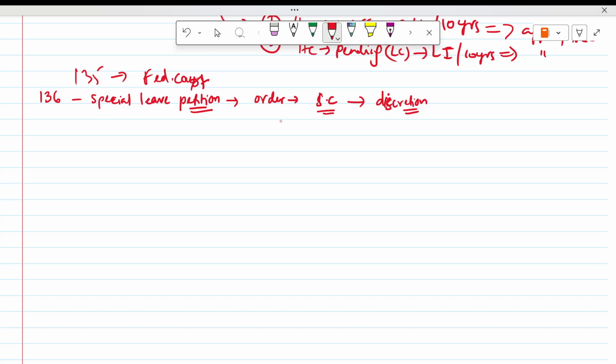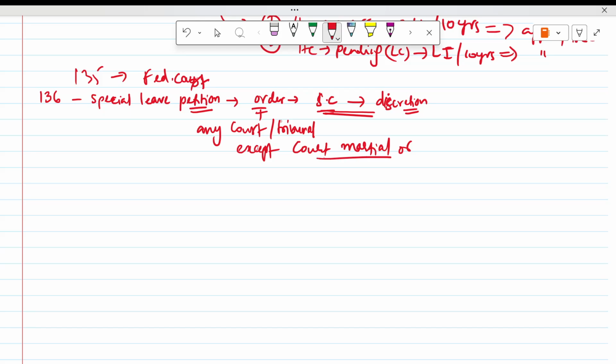Any order given by any court or tribunal can be appealed to the Supreme Court, and the Supreme Court may or may not agree. It is discretion. That is the special power available to the Supreme Court. It can take up the case on request. Any court or tribunal except, this is important, except court martial or military court. Court martial means military court. Military court orders, you cannot take to the Supreme Court.